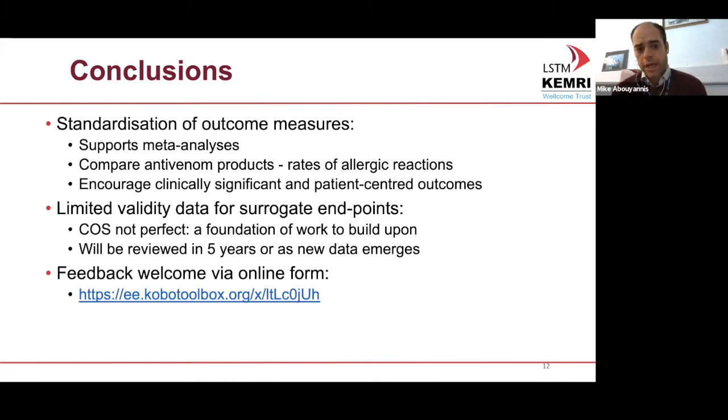And thirdly, I think another hopefully important output of this work is that more clinically significant, but also more patient-centered outcome measures may be used in clinical trials going forward. Now, one of the challenges has been the limited data on outcome measures in snakebite trials, and in particular, the lack of validity data for surrogate endpoints. So this core outcome set is by no means perfect at this stage, and it's very much a foundation of work and a starting point to build upon.